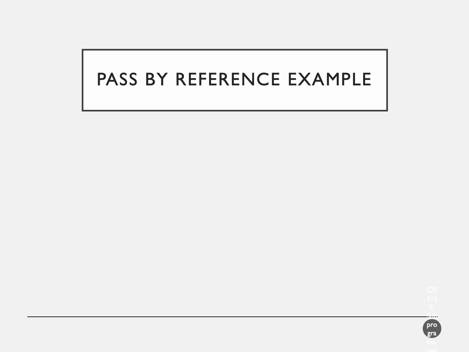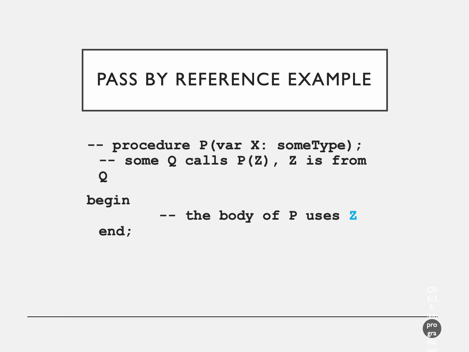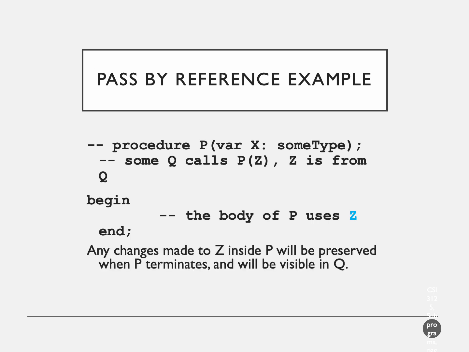Okay, now let's examine a practical example of pass by reference. Here we have procedure P (VAR X, some type). It declares a procedure P that takes a parameter X by reference using the VAR keyword in Pascal. This means that X is not a copy, it's the original variable passed from the caller.